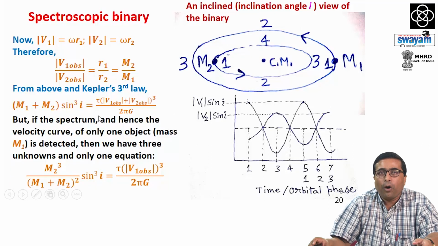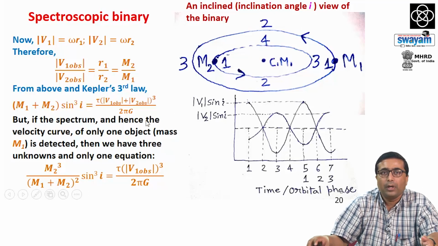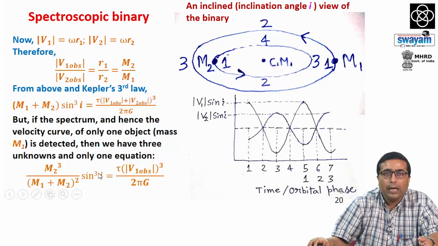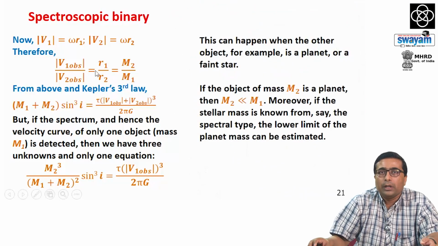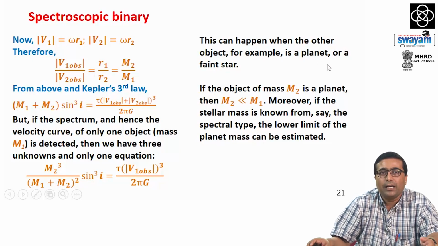two masses separately. For a spectroscopic binary, we are often much less fortunate, and we can measure the velocity curve of just one star or one object. That is, we can possibly measure only V1 obs, but not V2 obs. And then we have only one equation given here, that is m2 cube divided by (m1 plus m2) whole square into sine cube I equal to tau into |V1 obs| cube divided by 2 pi G, but we have three unknowns. This could happen when the other object, for example, is a planet or a faint star, and we cannot measure its velocity curve.